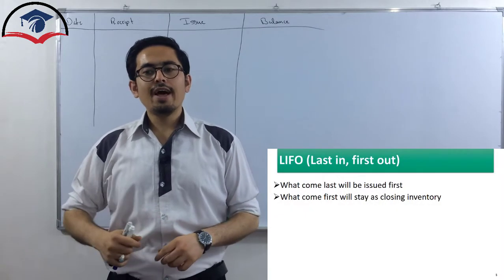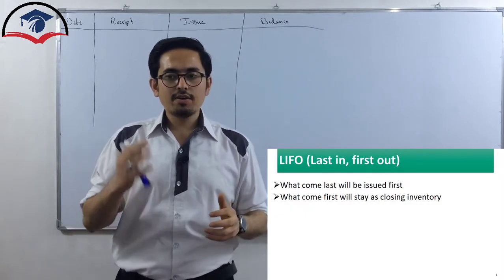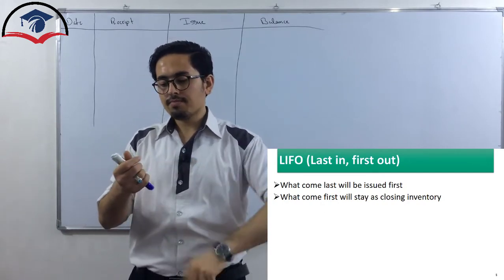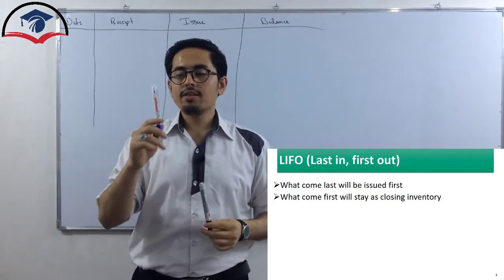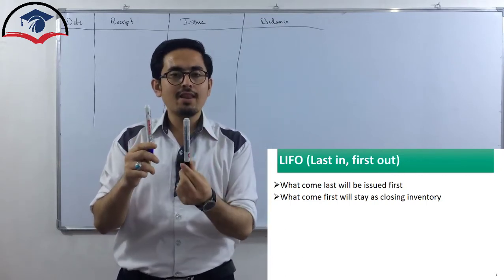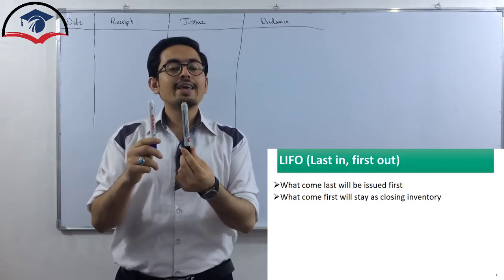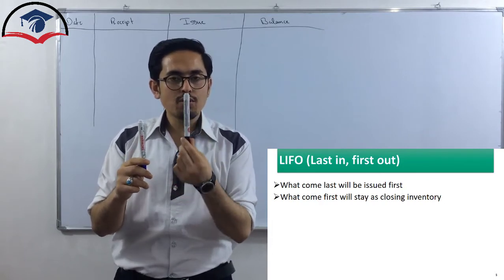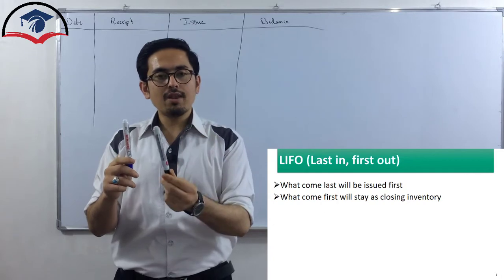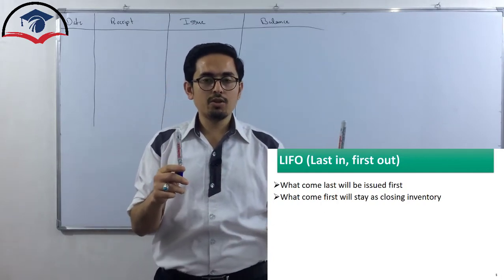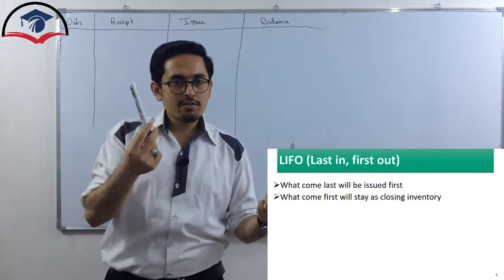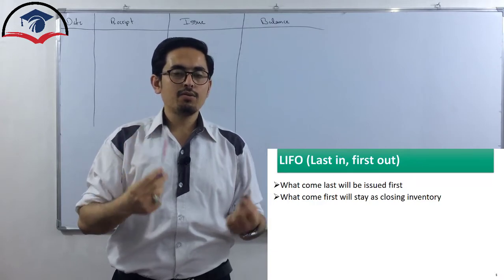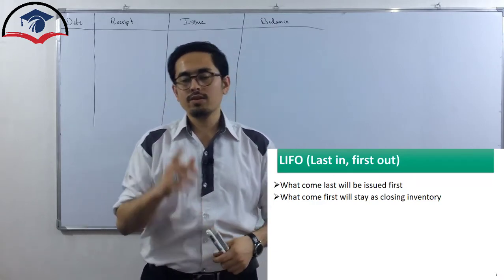But related to LIFO, it means last in, first out. What comes last will be issued first. Suppose I have purchased two markers. This one is the first one I have purchased, and this is the last one, or the second one, I have purchased. In case of issuing or selling to the customer, I will issue or sell this one first. That's why what comes last will go first, and what comes first will stay as a closing inventory in the stock at the period end. This is the difference of LIFO with the FIFO.